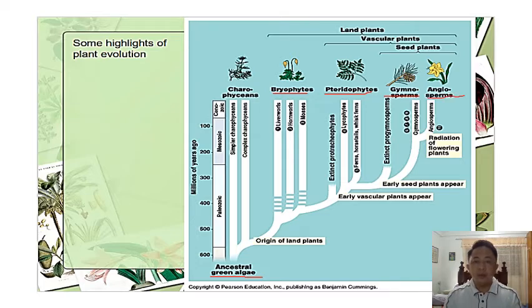Okay? So if we look back on their evolutionary history, we can observe that the earliest group that evolved from the green algae are the bryophytes, or those that do not have any vascular tissue, followed by the pteridophytes, the gymnosperms, and then the angiosperms, or flower-bearing plants. So these are the highlights of plant evolution.